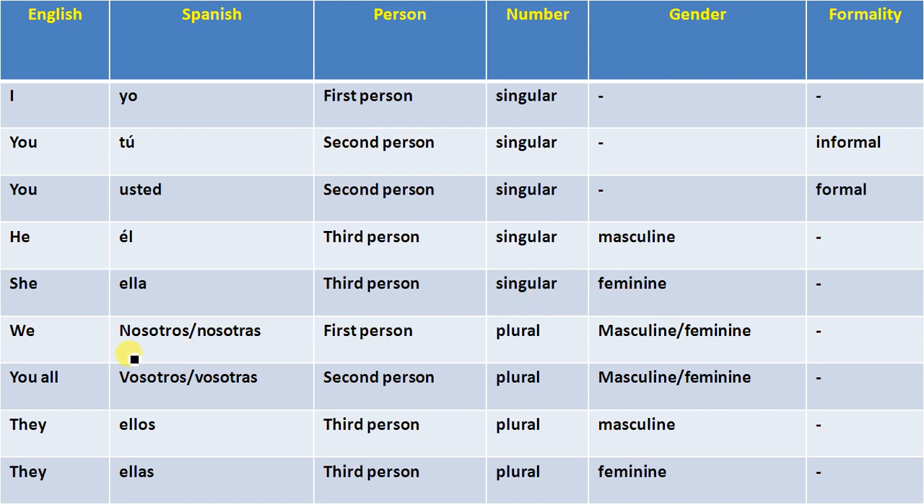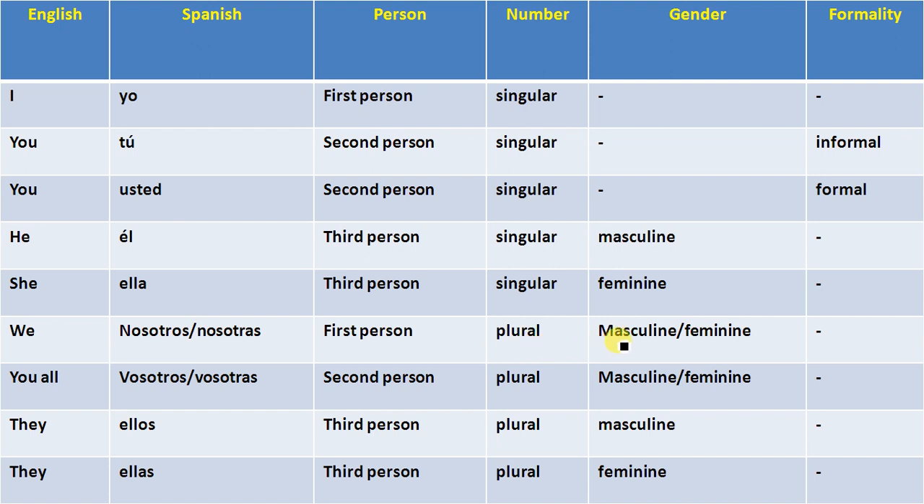Now if you want to say we, it is nosotros, or you can say nosotras. You can use both. Nosotros is for masculine and nosotras for feminine. If you are saying we are good boys, you will use nosotros. If you are saying we are good girls, you will use nosotras for we. It also comes under the first person, and its form is always plural.